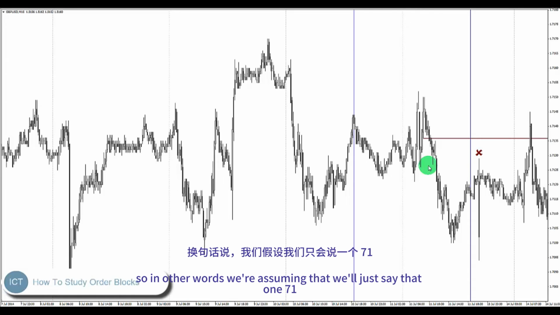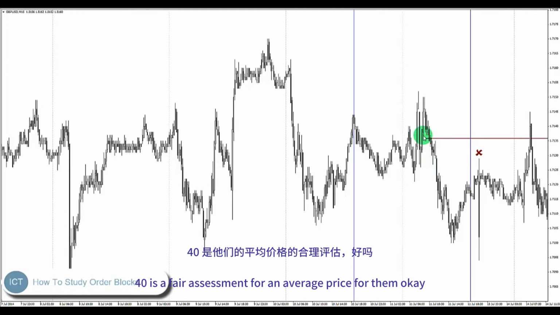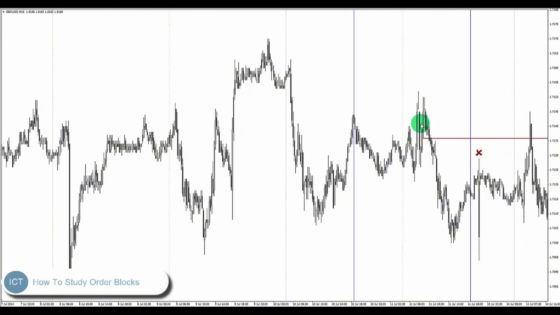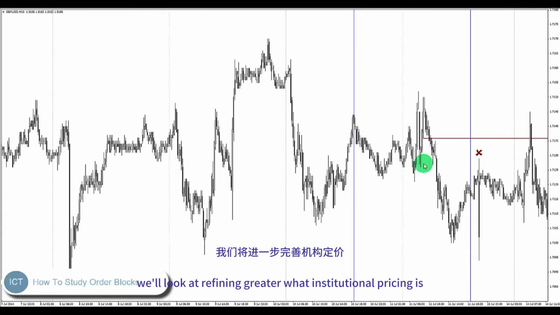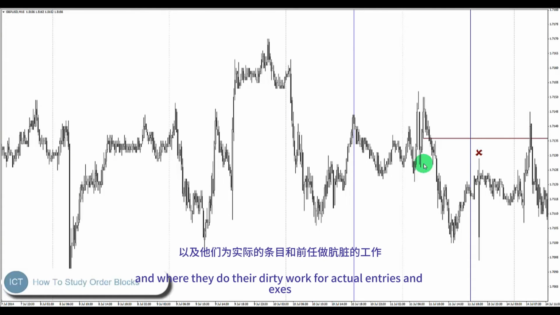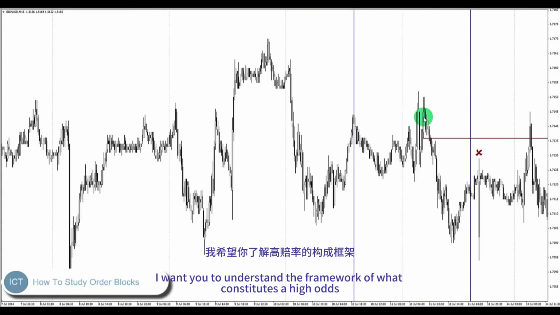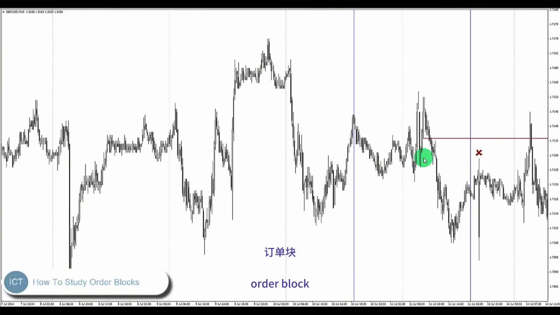So in other words, we're assuming that we'll just say that 171.40 is a fair assessment for an average price for them. Without breaking all this down in here and including this over here, which we'll do at a later time in mitigation, volume 5, we'll look at refining greater what institutional pricing is and where they do their dirty work for actual entries and exits. But for now, I want you to understand the framework of what constitutes a high odds order block.